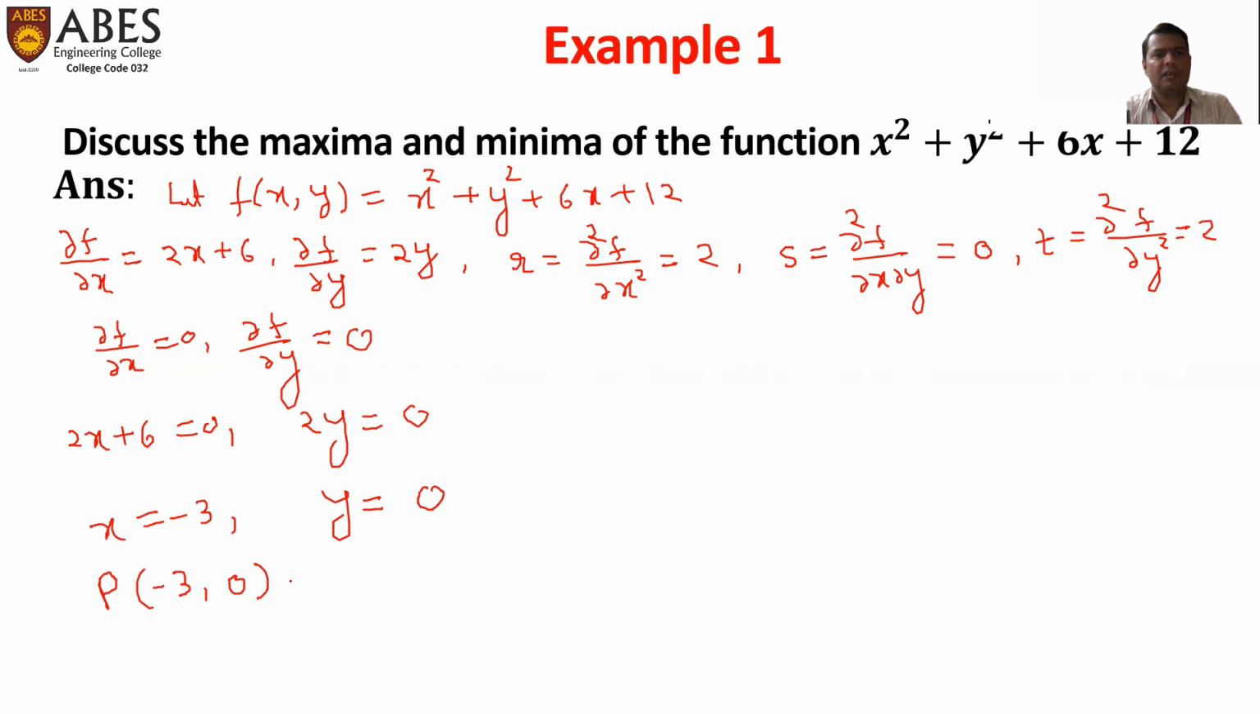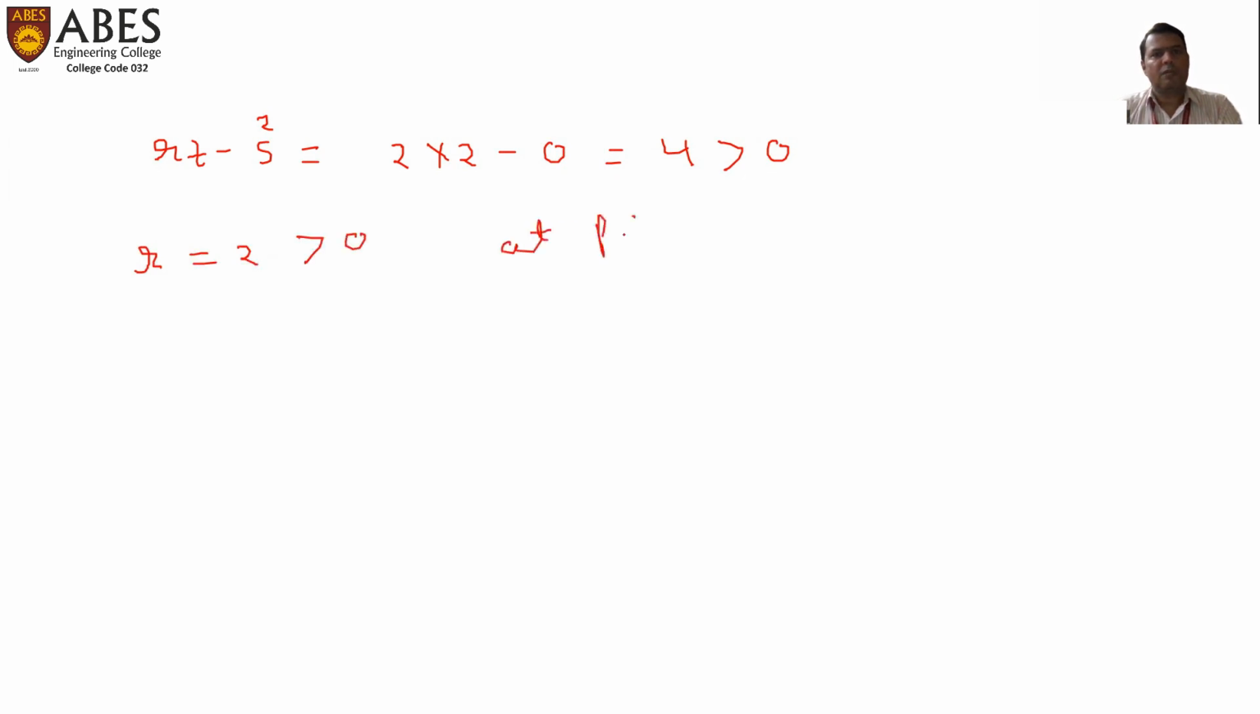Now we check this point for maxima or minima. For this, we calculate RT minus S square. So R is 2 and T is 2 and S is 0. So it is 4, which is greater than 0. Also, R is 2, which is greater than 0 at point minus 3, 0. So this point is the point of minima.